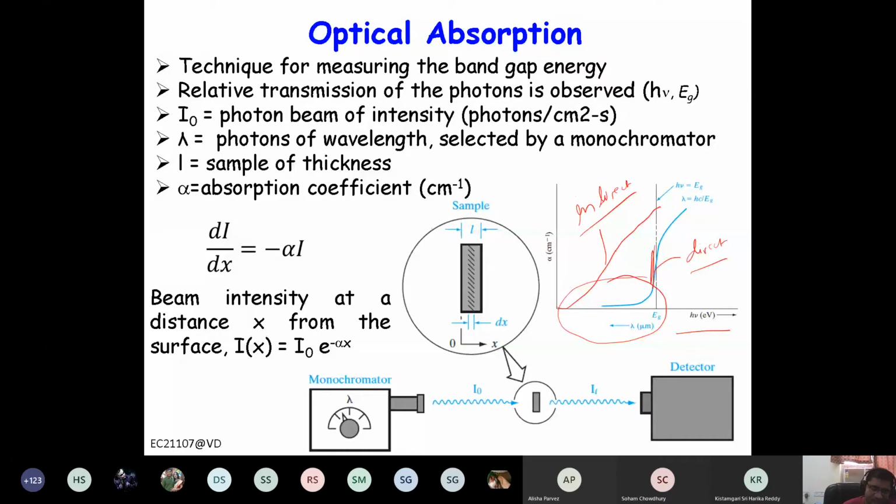So direct band gap semiconductors are those where the conduction band minimum and the valence band maximum are at the same k vector. Indirect band gap semiconductors are those where the conduction band minimum and the valence band maximum are separated in k space, the wave vector. They occur at different wave vectors, as we have seen in the E-k diagram. For example, silicon is an indirect band gap semiconductor. Gallium arsenide is a direct band gap semiconductor.